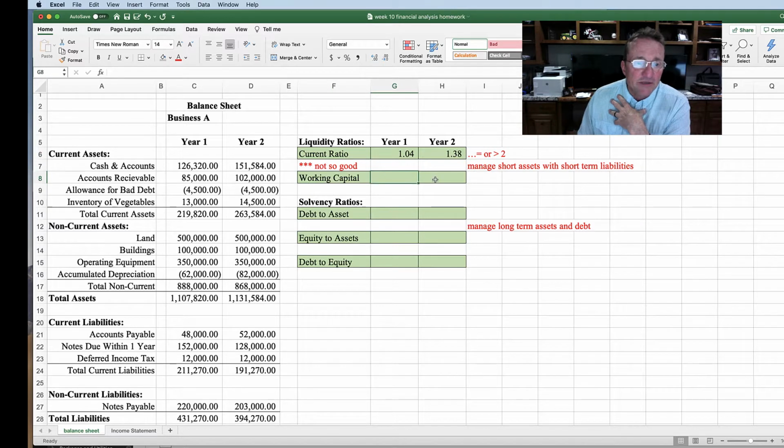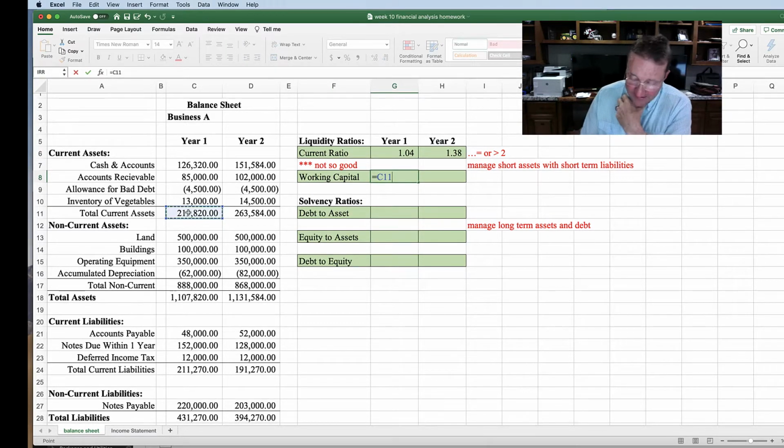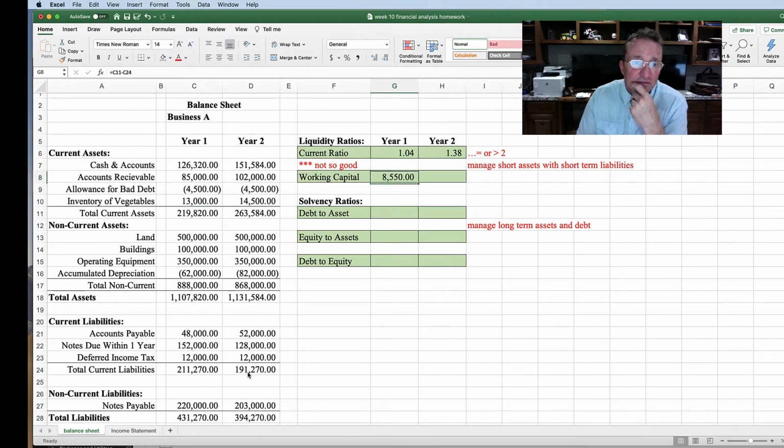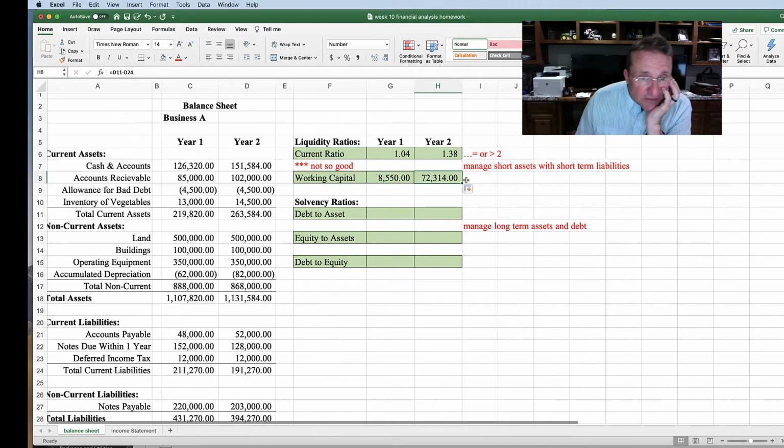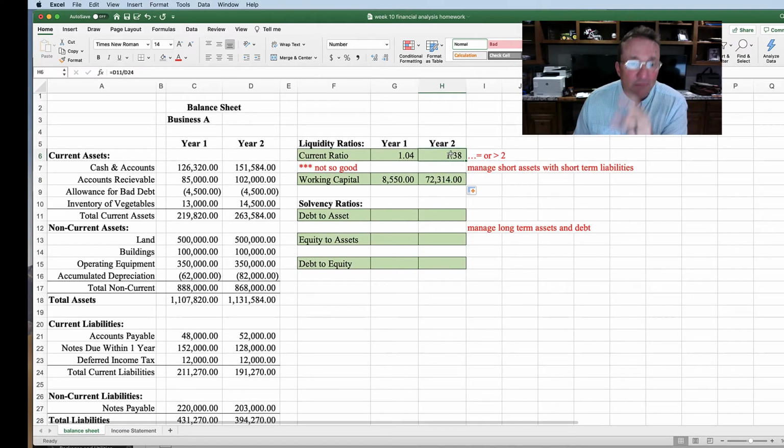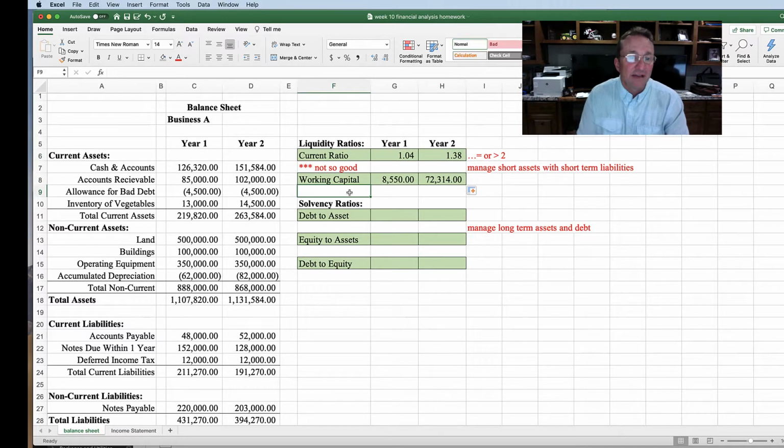Now, working capital gives you the dollar value of that stuff. Really, it's current assets minus current liabilities. You can see that we've got very little money there, 8,500. Copy that formula over to get next year, and it goes up to 72,000. You might say, hey, 72,000 is a lot. The ratio is really better to look at. We're still not in good shape. So this is the dollar value of liquidity, and it's called the working capital value.